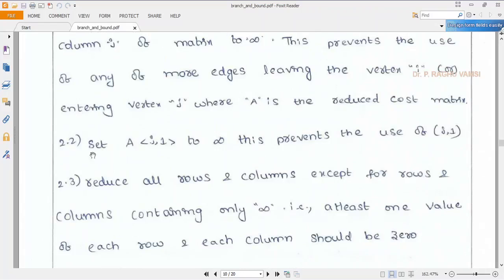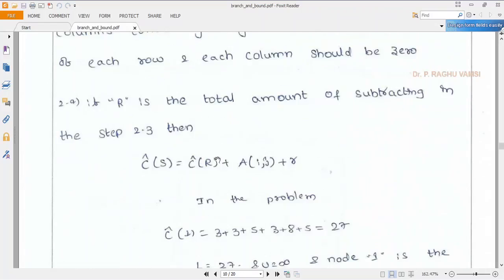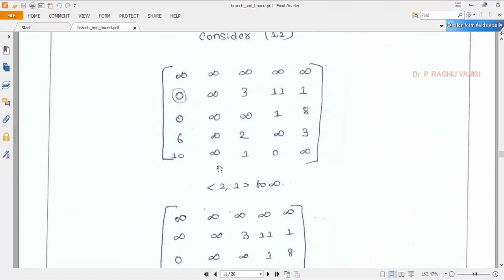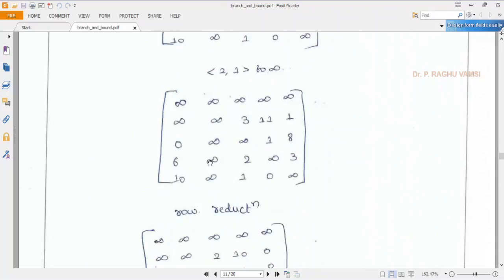According to step 2.2, the corresponding row and column values should also be placed as infinity. So the first row should be placed as infinity and the second column should also be placed as infinity. Now with this setup, if a salesperson wants to go from 1 to 2, then the cost of 1 to 2 is infinity, the cost of 2 to 1 is infinity, and the first row and second column should be placed as infinity. Now this is the cost matrix we are having.